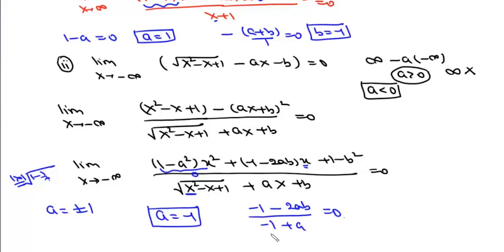Though in this question this minus doesn't make a difference, most people make a mistake when they write this coefficient of x in the denominator. Now from here we can write 2ab equal to minus 1, then the value of b is 1 by 2. So for the second one, a is minus 1 and b is 1 by 2.